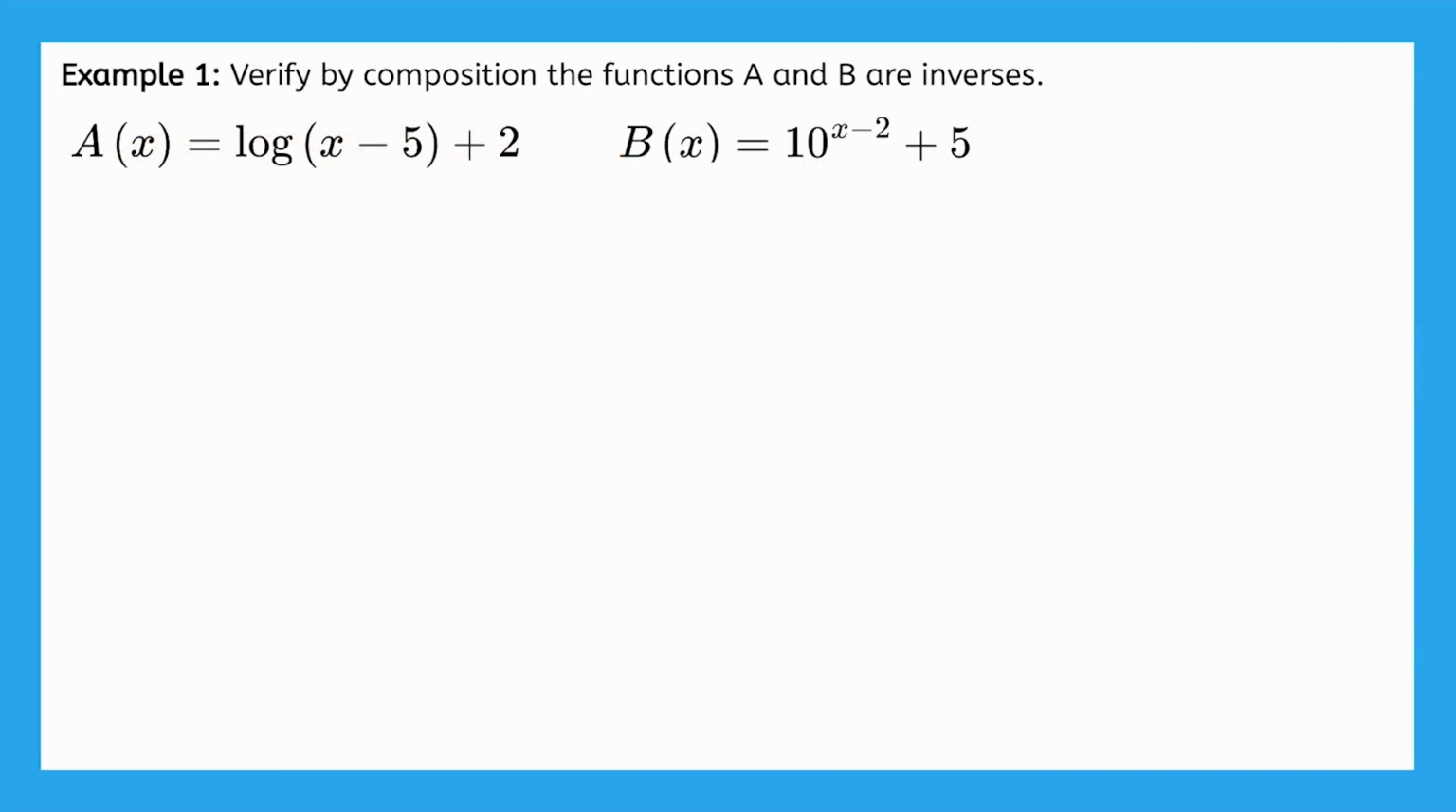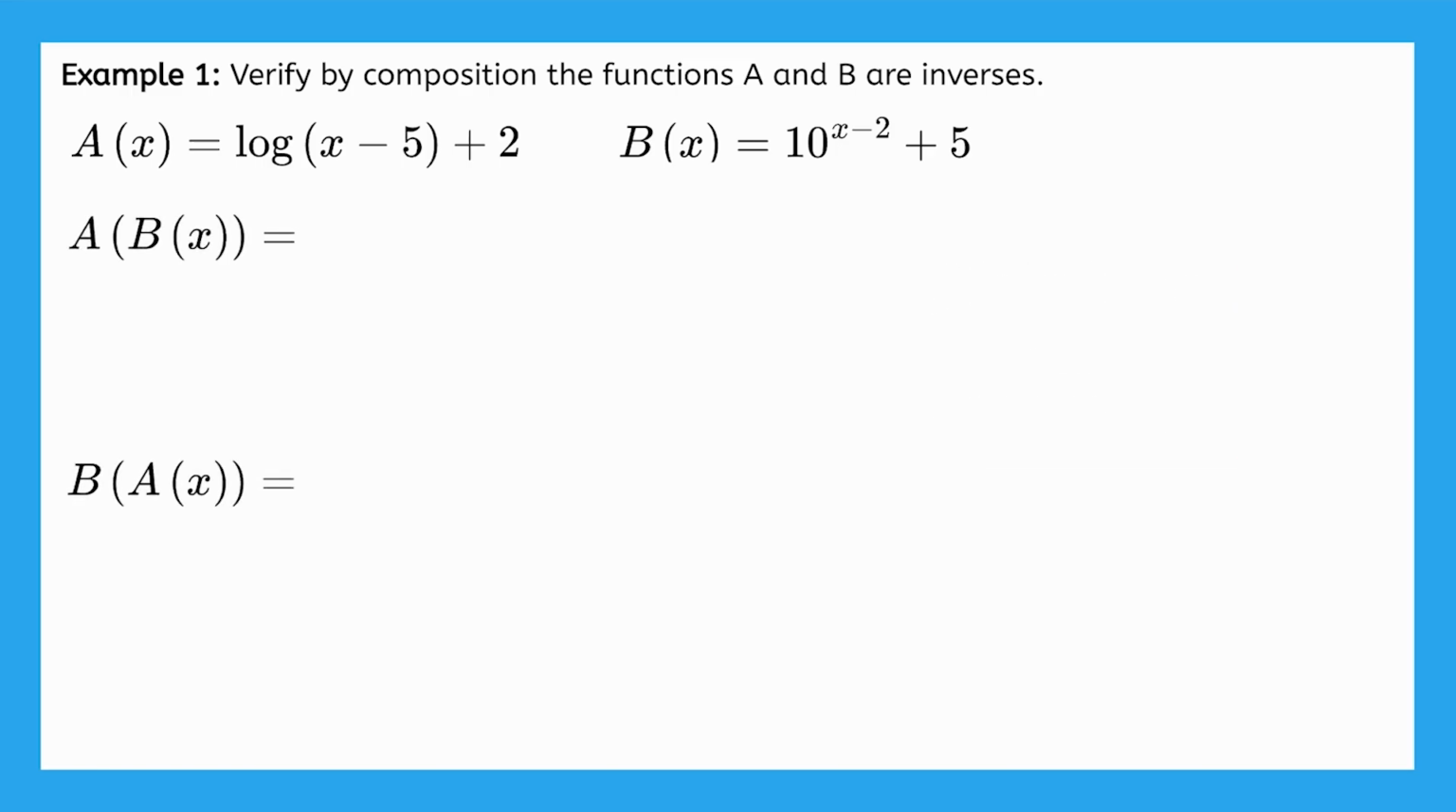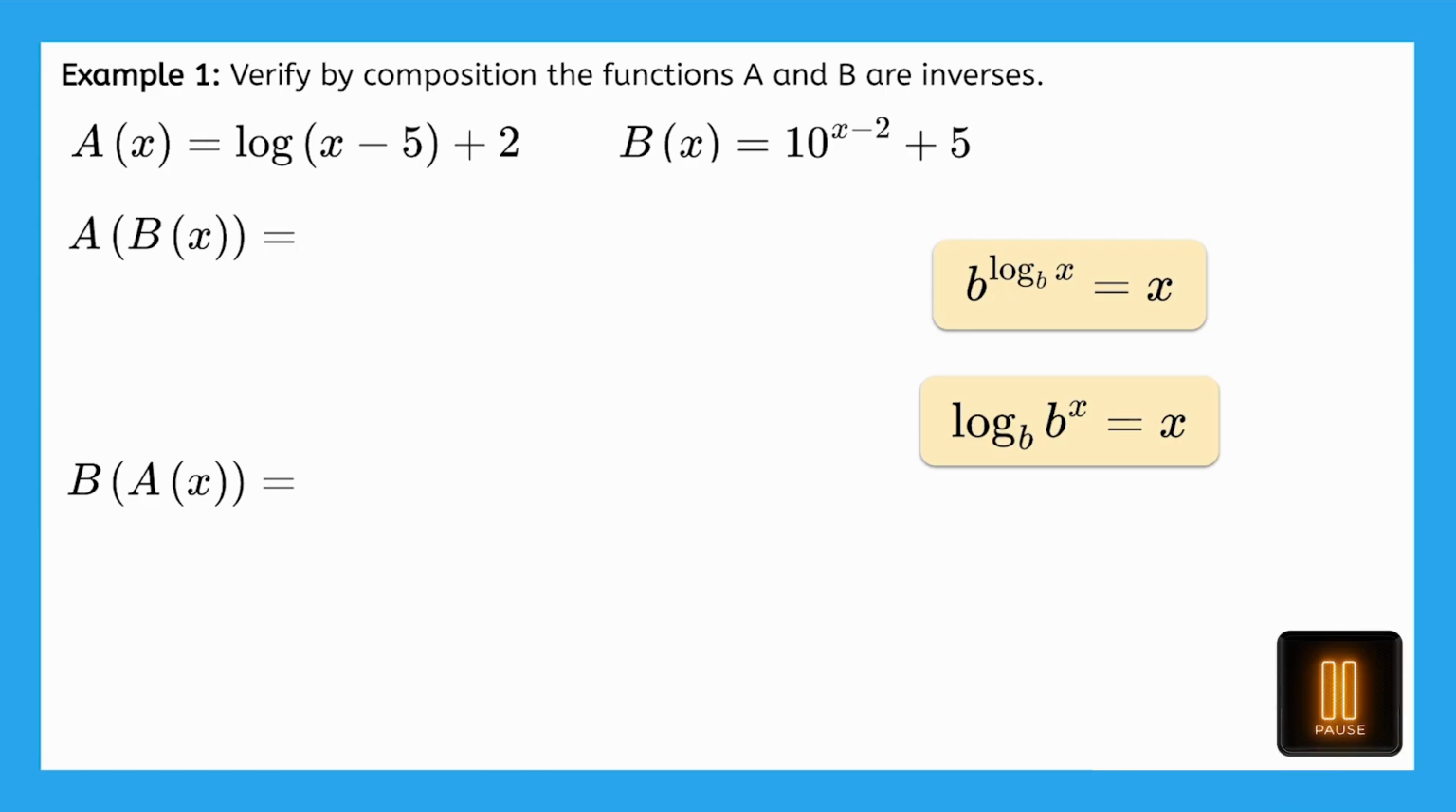Here are two functions, a and b. Let's verify using composition that these functions are inverses, which means that we need to prove that these two composition statements are true. Using a and b instead of f and g, these statements become a of b of x and b of a of x. With the help of these inverse properties, we must show both of these compositions are equal to x. Pause the video and try it out yourself.